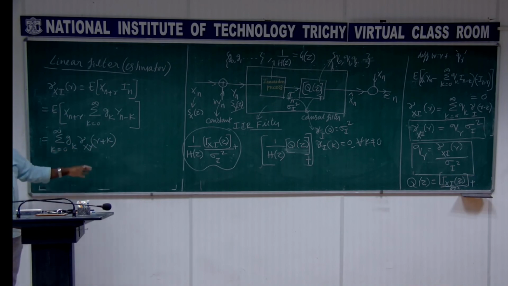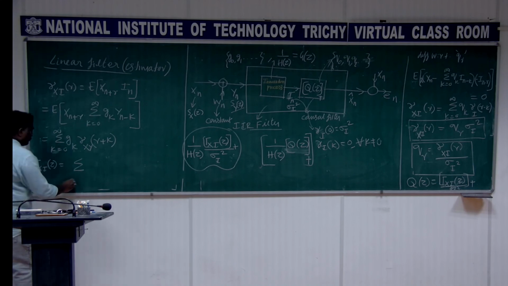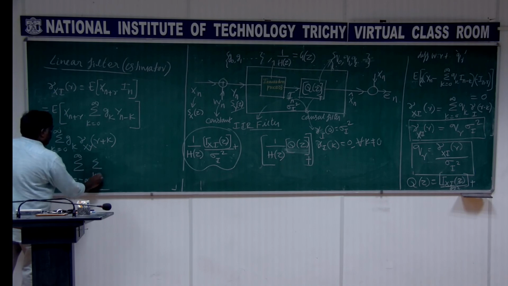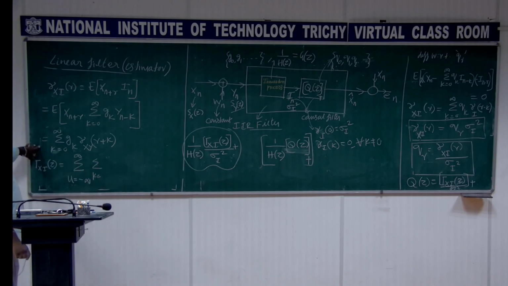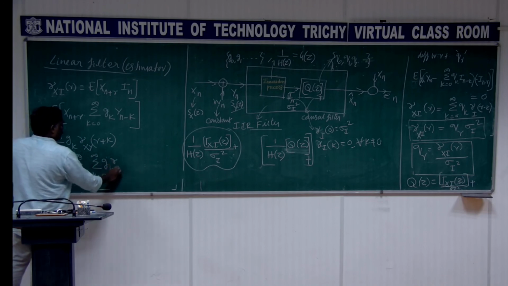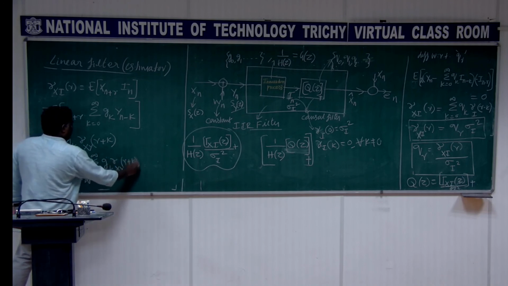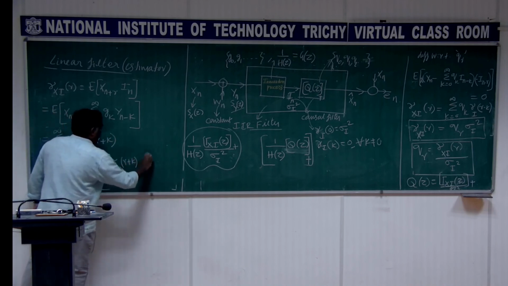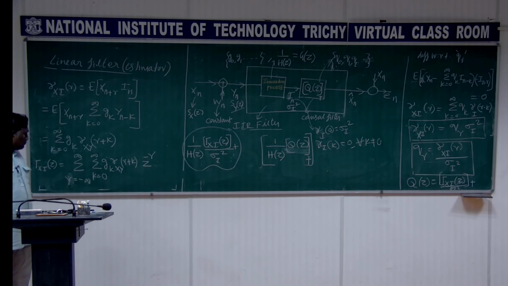Now I want to take the z transformation of this. So taking the z transformation, gamma xi of z is sigma, I already used k here, so I use u equal to minus infinity to plus infinity, sigma k equal to 0 to infinity, and this is a function of r, r equal to minus infinity to plus infinity, gk gamma xy of r plus k, because it needs to be a function of r, and then z power minus r. So this is the z transform.